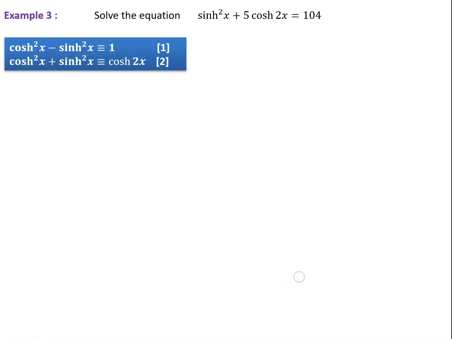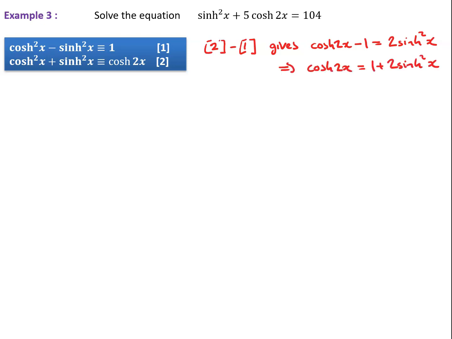So, we know that cos squared x minus sine squared x is always equal to 1. We know that cos squared x plus sine squared x is always equal to cos 2x. If I take equation 2 and subtract equation 1, I get cos 2x minus 1 is 2 sine squared x. In other words, I know that cos 2x is the same thing as 1 plus 2 sine squared x.